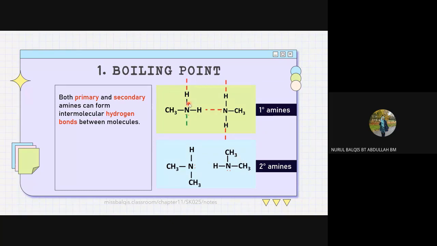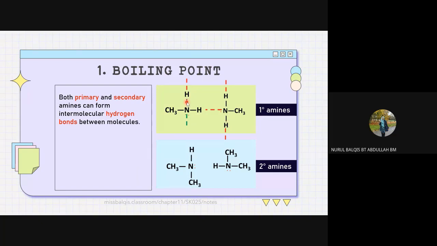Okay, kita tengok untuk nitrogen hydrogen ni pun boleh buat kalau dia ada molekul lain, kat sini pun boleh buat lagi. Sini pun boleh buat, sini pun boleh buat. Dia tak cakap dekat hydrogen nitrogen sahaja. Dekat nitrogen yang ada lone pair pun boleh juga buat. Okay, cuma saya nak fokuskan pada berapa banyak hydrogen dia sebab kita nak tengok the difference between these two. Okay, walaupun diorang boleh buat hydrogen bond, siapa yang lagi tinggi dia punya boiling point?